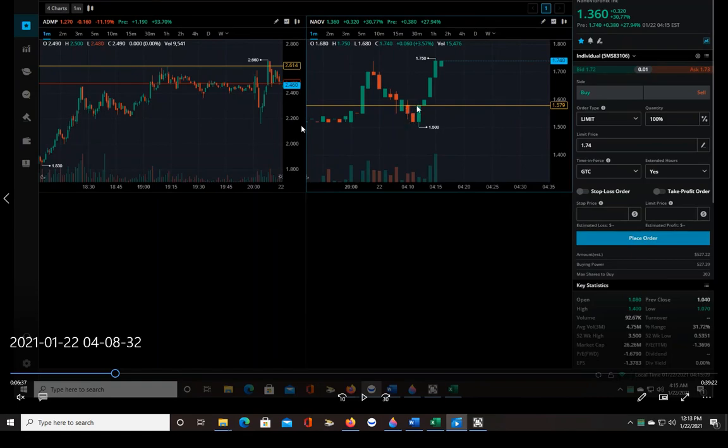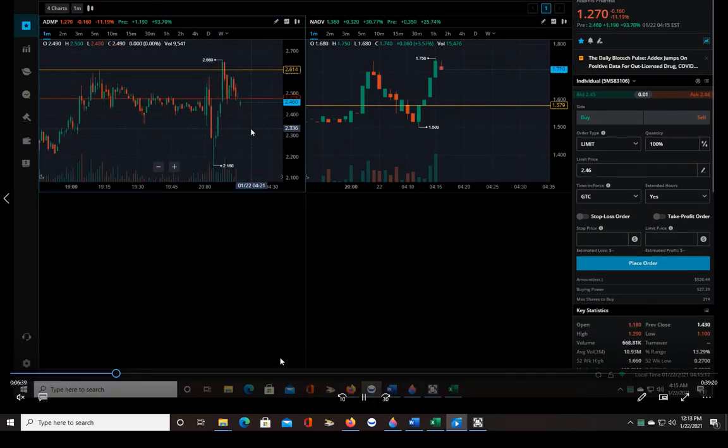This is a case of where a bad setup actually worked. And if you do that enough times, you're going to end up red overall, taking those weak setups, trying to see if, well, maybe this time it'll work.